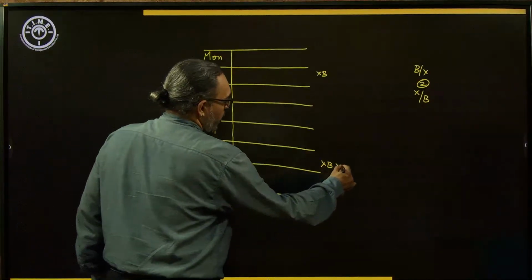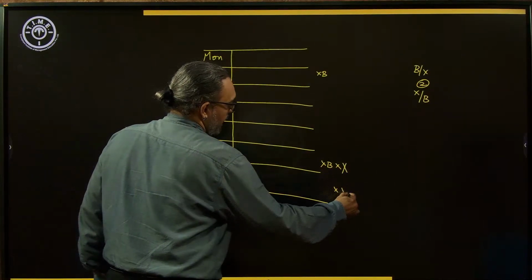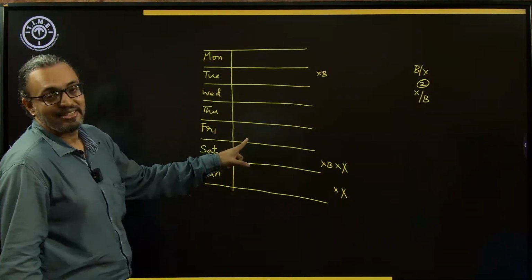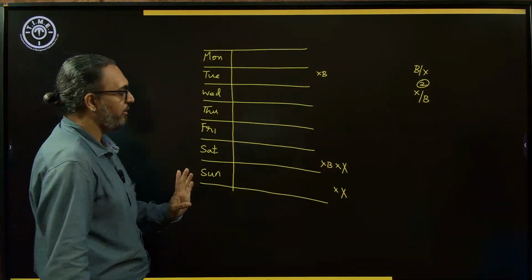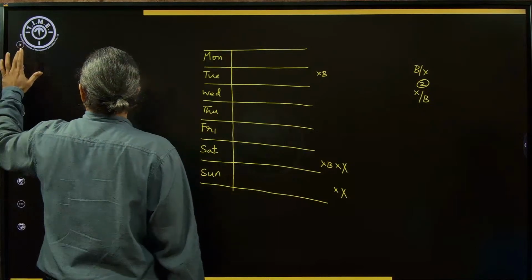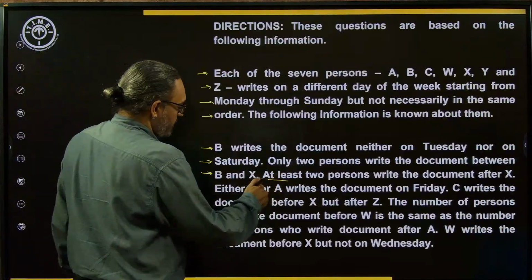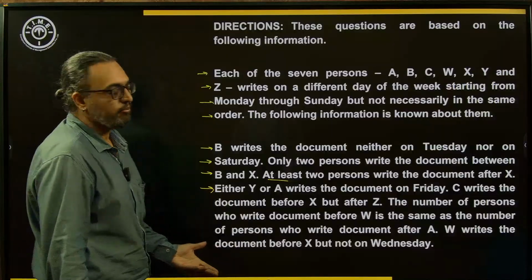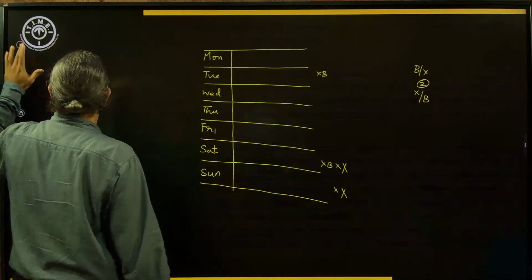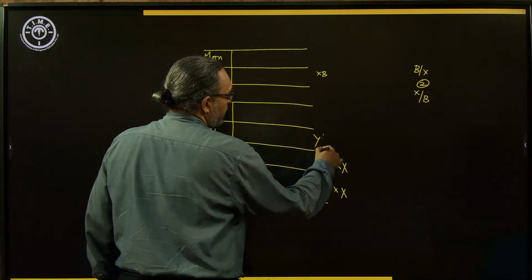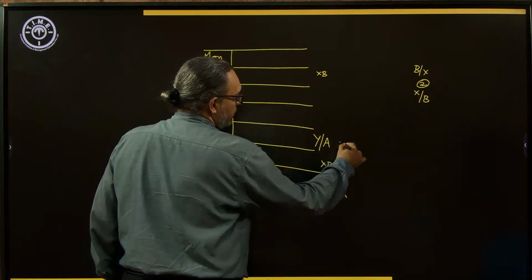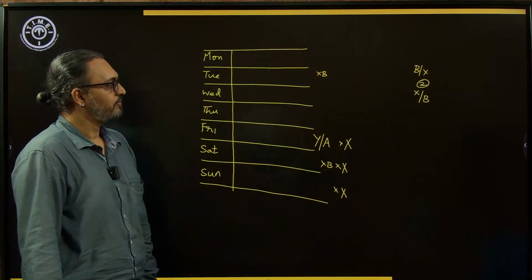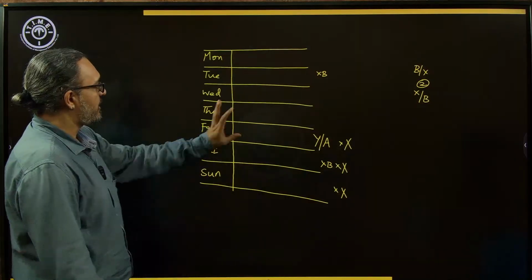That means you cannot have X on a Saturday or a Sunday, because at least 2 people are after X. So the latest X can be given is a Friday. Then he says either Y or A writes the document on a Friday. So on a Friday, it is either Y or A. Then you can rule out X also on a Friday. So X can be Thursday.